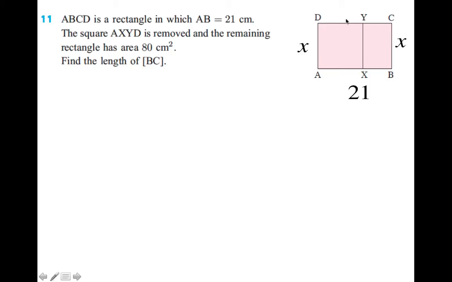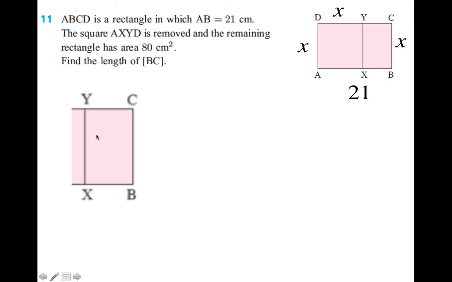And now, since it told us this one is a square, we can also say DY is x, because that and that must be the same, because it's a square. All right, so again, that is crucial information right there. So now we have that diagram. Then we remove this square. It says remove the square, and we're left with a rectangle, the remaining rectangle.